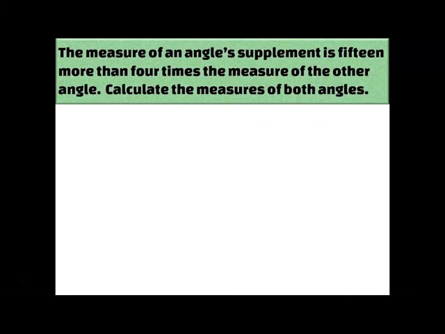Our final problem is pretty similar to the previous one, except this time we don't even have a diagram to work with, we just have a description of the angles. It says the measure of an angle's supplement is 15 more than 4 times the measure of the other angle. So the wording of this problem is super similar to the previous one, which means I'm going to need to call one of the angles x, and then the other angle whatever it describes, in this case 15 more and 4 times. And one other difference between this problem and the previous one is the word supplement instead of complement. So this time we're going to be adding our angles up to 180.